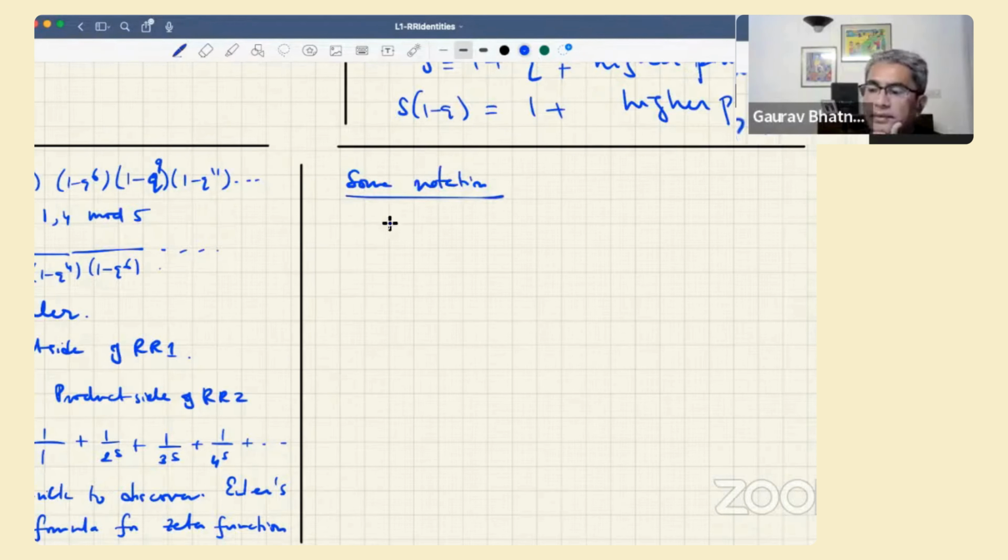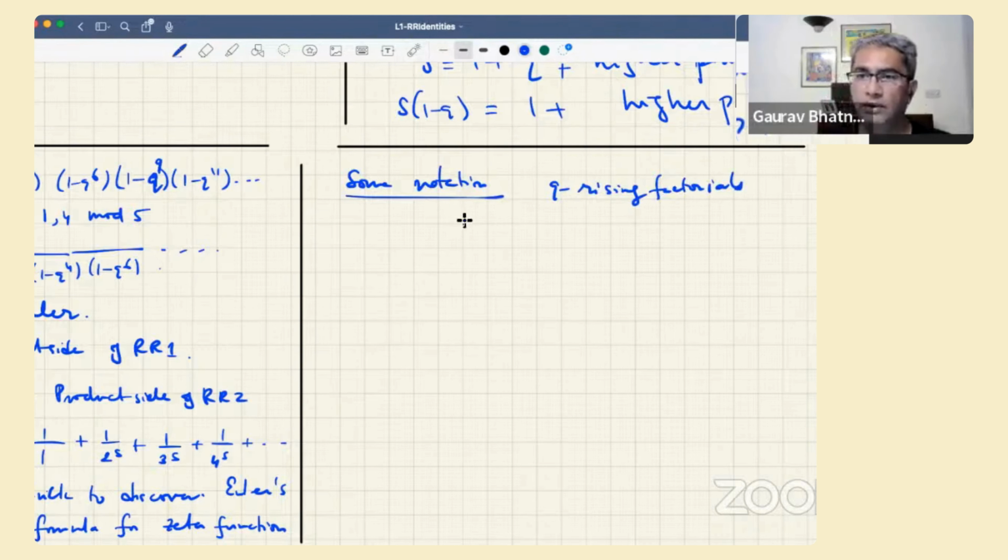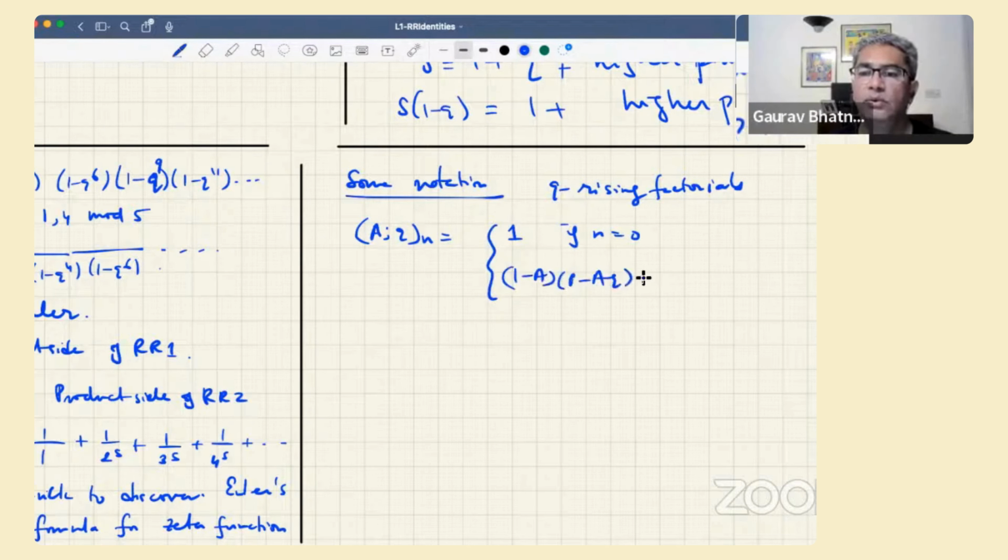This is called q-rising factorials. When you open Ramanujan's notebooks, you see a lot of this notation, so we will need to at some point learn this. This is equal to 1 if n is 0. Otherwise, it is (1 minus a)(1 minus aq) up to (1 minus aq to the n minus 1), so n terms for n bigger than 0.